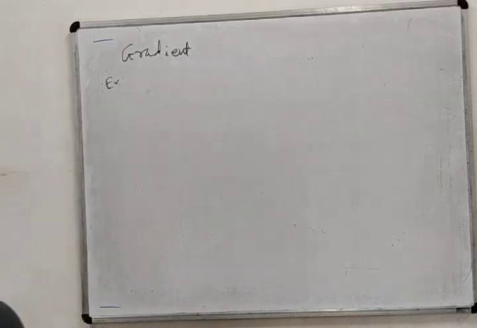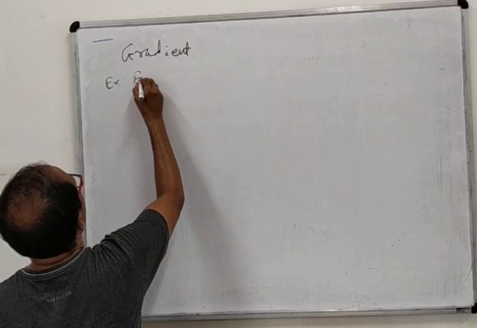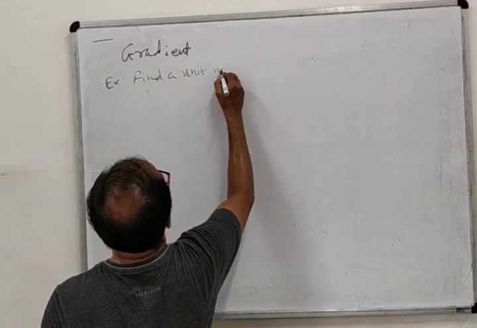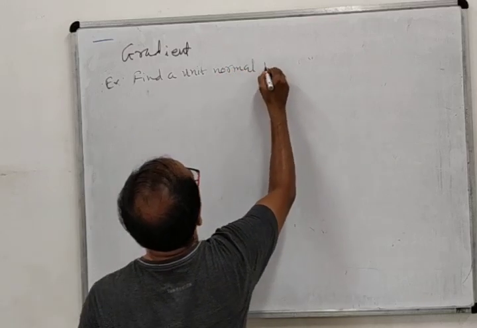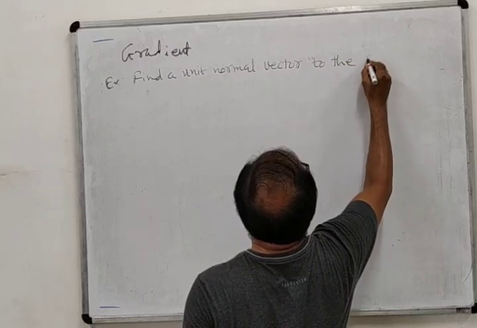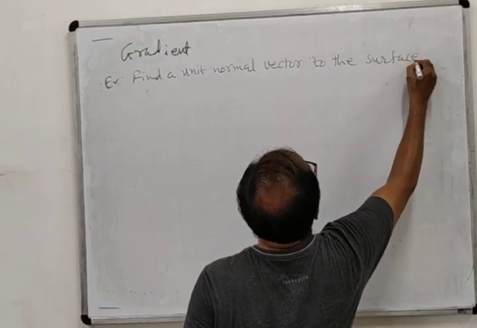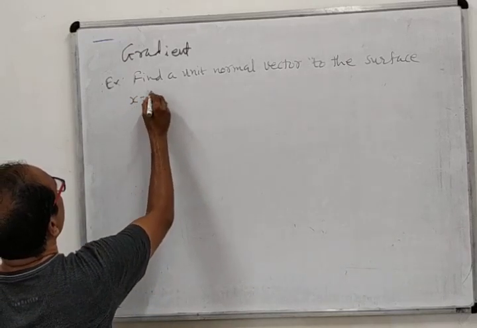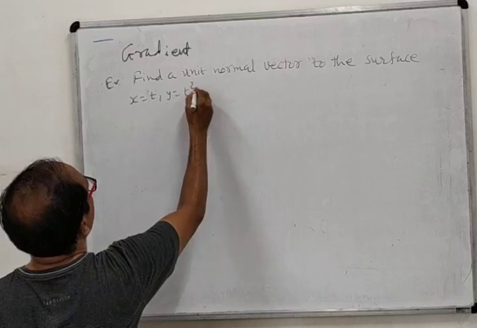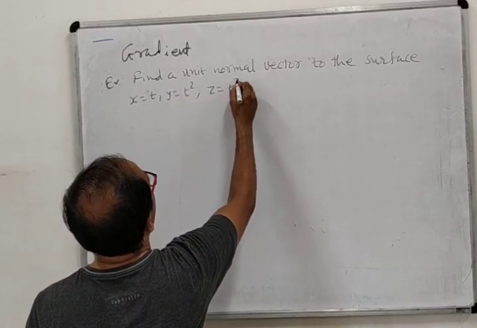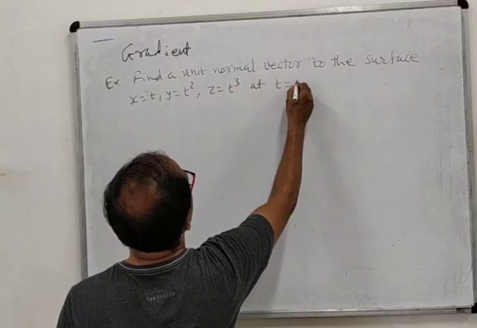Now let us see another example. Find a unit normal vector to the surface x equal to t, y equal to t square, z equal to t cube at t equal to 1.